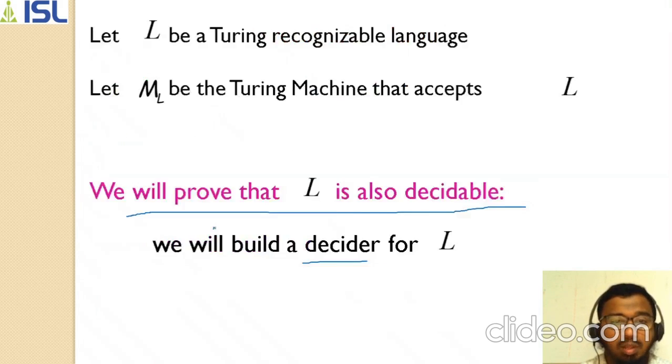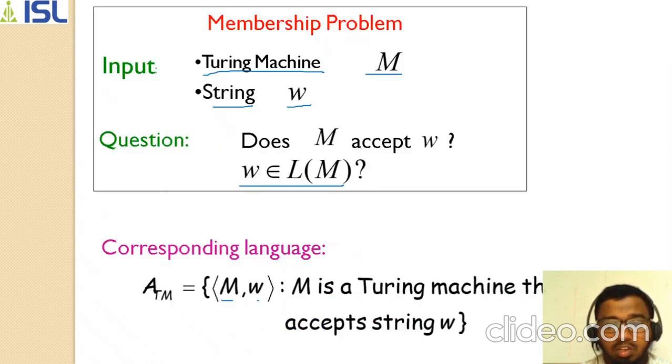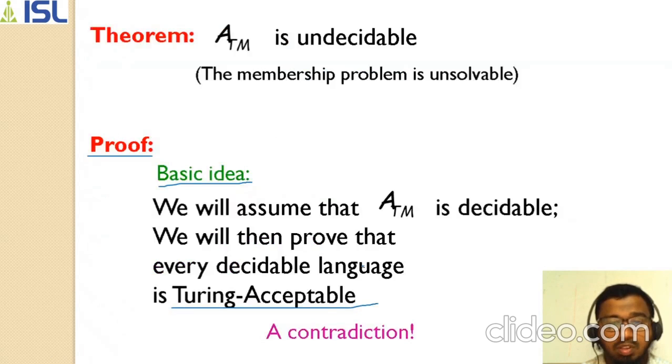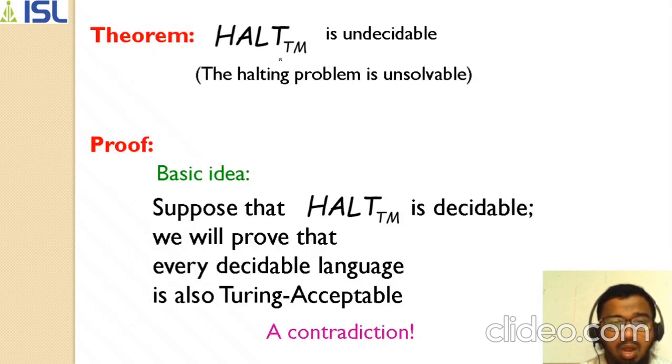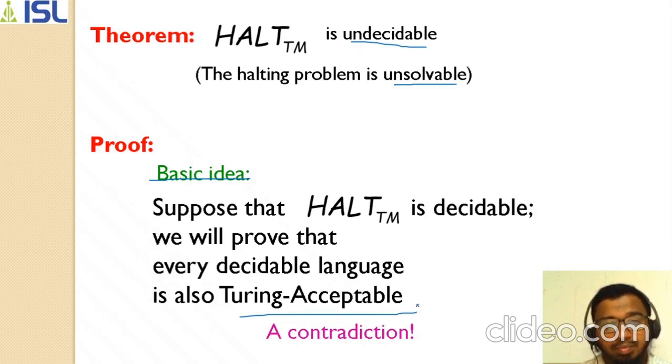What was the problem in the previous one? Membership: M is a Turing machine that accepts string W. Here, the problem is halting. Theorem: the halting problem is unsolvable. The basic idea to prove this is to suppose that HALT_TM is decidable, and then prove that every decidable language is also Turing acceptable, same as the membership problem.